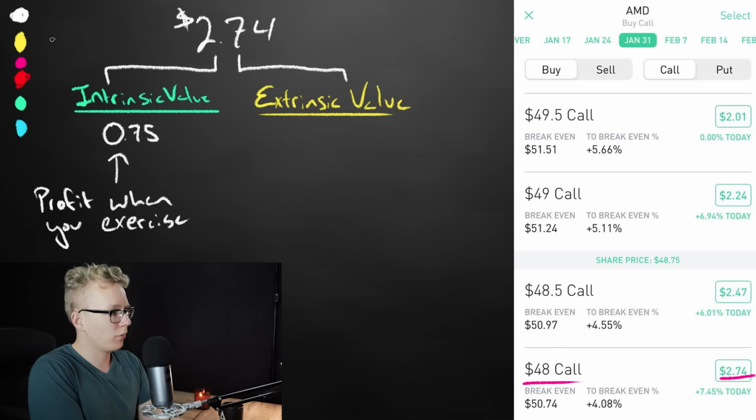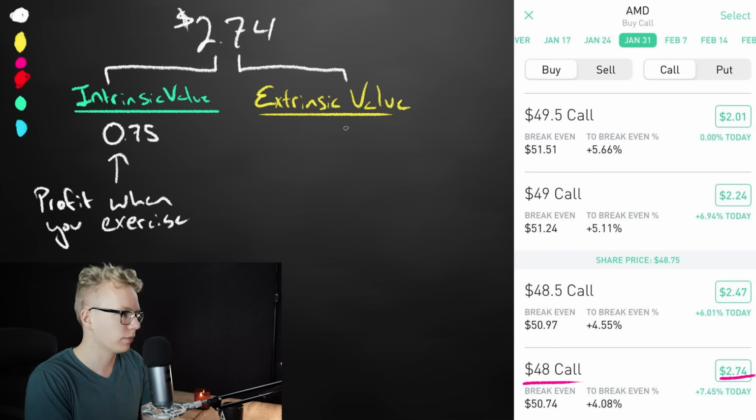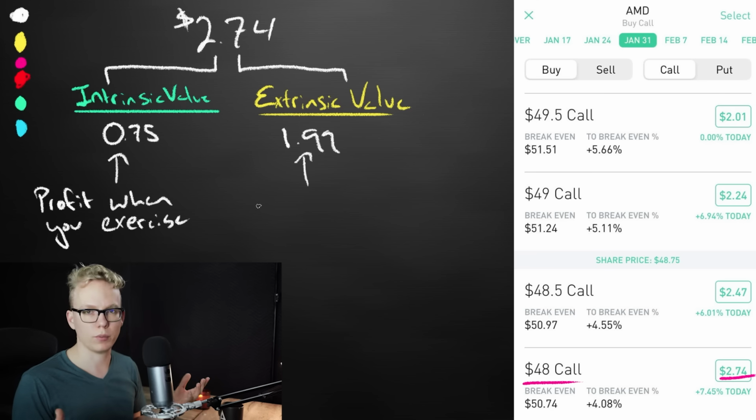And how about extrinsic value? Well, this is whatever's left over. So we have 75 cents for intrinsic value. We subtract that from 274, and we are going to have $1.99 worth of extrinsic value. And this extrinsic value is value given to the option because there's time left to maturity. In other words, there's time left to expiration.